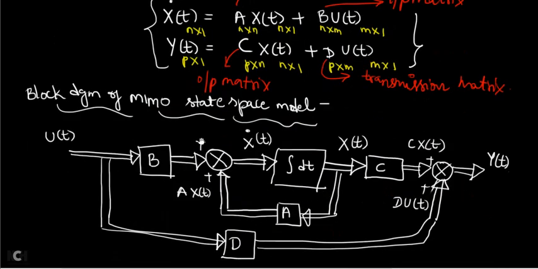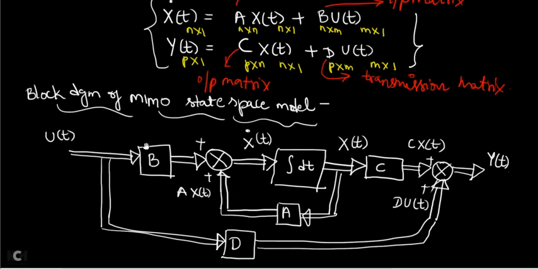Now can we write a block diagram for the state space model for a multiple input multiple output system? So I have to write a block diagram for the MIMO state space model. By using these two equations, I have written this block diagram for MIMO systems. How am I writing this block diagram?